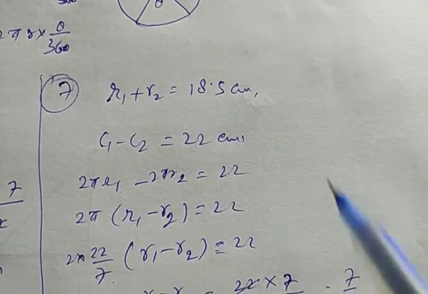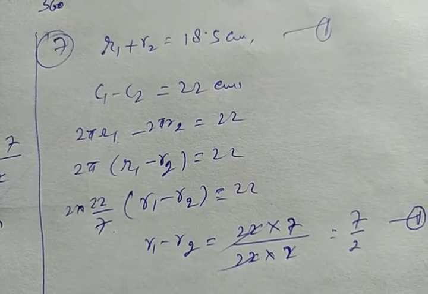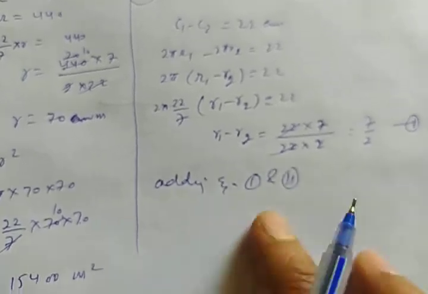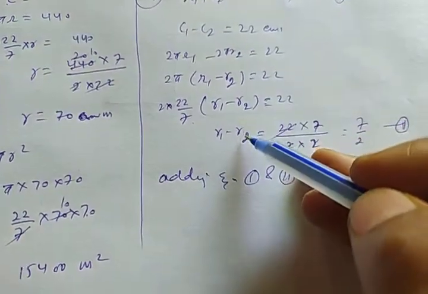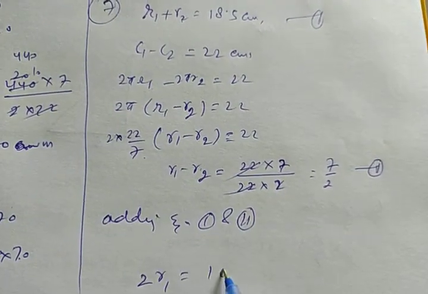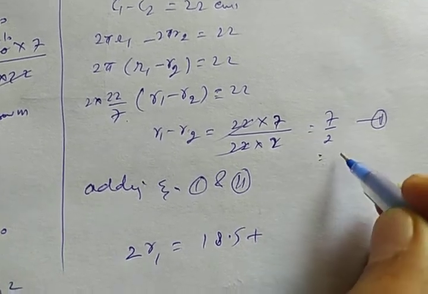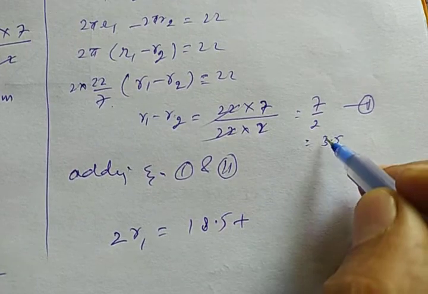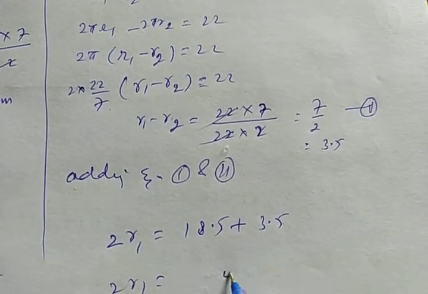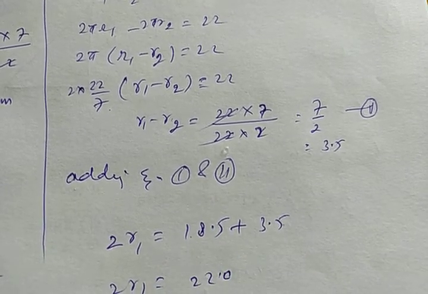Now you are having two equations, one is plus and the other is minus. Now adding equation 1 and 2. When you will add these two equations, I am not writing in addition mode, directly adding. R1 and R2 will be cancelled, but you will have to show this step. Here I am getting 2R1 is equal to 18.5 plus 7 upon 2, which can be written as 3.5. Then 2 R1 is equal to 22. R1 is equal to 11.